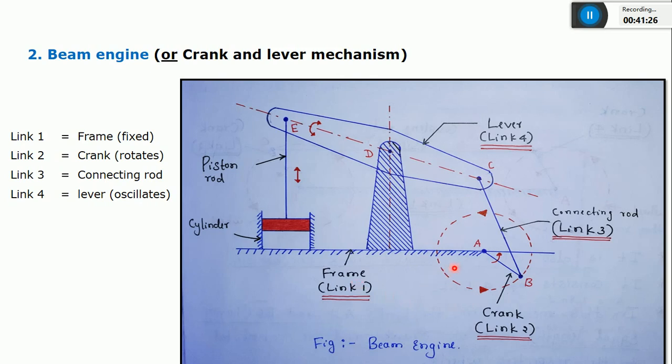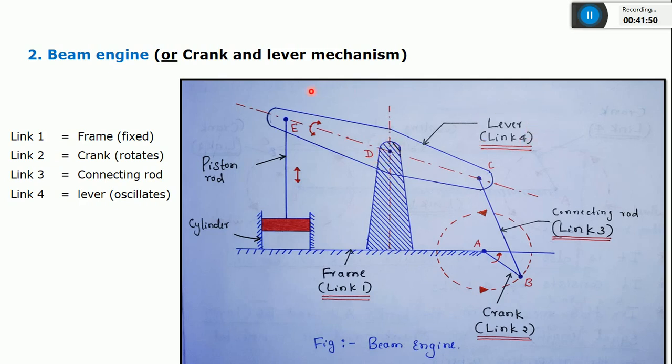Okay, AB is a crank, BC is a connecting rod or coupler, link CE is a lever. Remember the name lever. It means link 4 is pivoted at this point D with respect to the frame. Okay, means it can oscillate, it can move up and down with respect to point D.